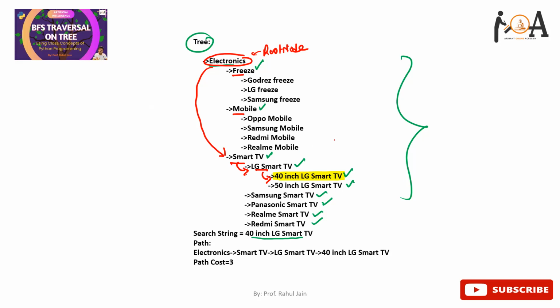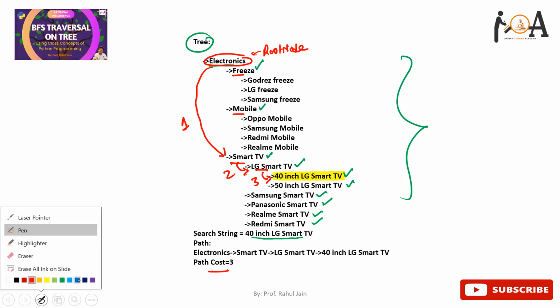I am going to give you the live code also, and I am going to explain each line one by one. Right? Don't worry. So this is how the searching mechanism will work. Now it is also going to give us the path. This is the first path, that Electronics will go into Smart TV. Second path, Smart TV to LG Smart TV, and third path, LG Smart TV to 40-inch LG Smart TV. Right? So up to here, I hope each and everything is clear.